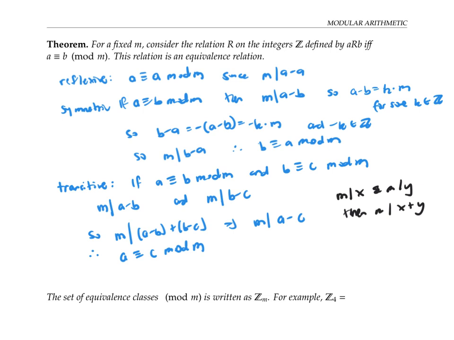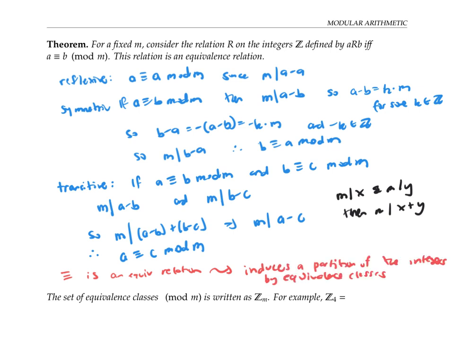So going forward, instead of saying a is congruent to b mod m, I might say a is equivalent to b mod m. Since congruence is an equivalence relation, it induces a partition of the integers by equivalence classes. The set of equivalence classes, mod m, is often written as Z sub m. For example, Z sub 4 would be the equivalence classes mod 4. Well, what are those equivalence classes?